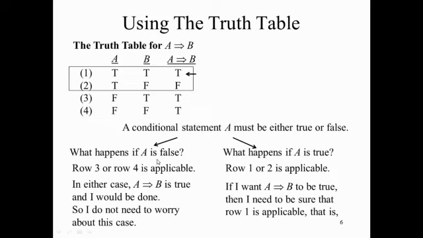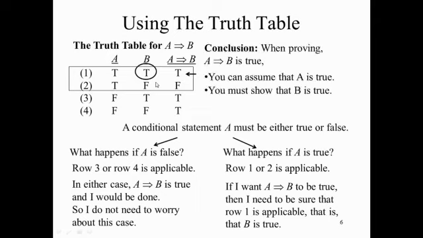And how can you be sure that you're in row 1 as opposed to being in row 2? Well, look at B. What do you need to know about B? It's true. You need to know that B is true. Then that would guarantee that you're in row 1 and A implies B is true. So let me summarize what this reasoning has told us from the truth table. When you want to show that A implies B is true, you can assume A is true. Your job is to show that B is true.